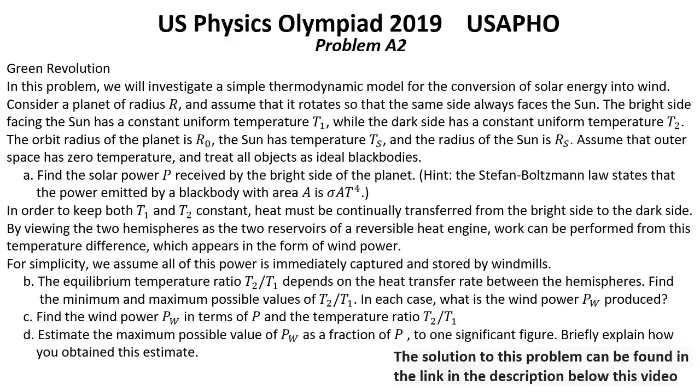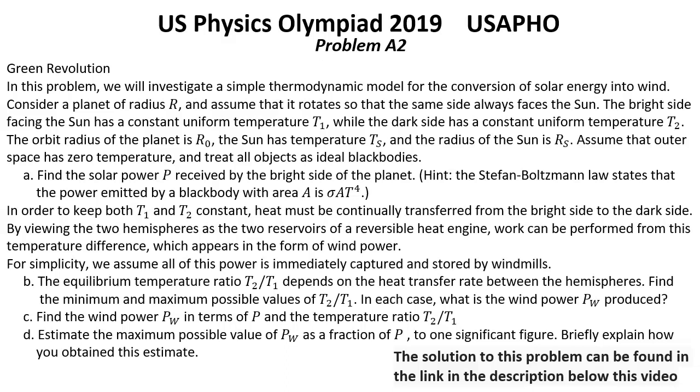Consider a planet of radius r and assume that it rotates so that the same side always faces the sun. The bright side facing the sun has a constant uniform temperature T1, while the dark side has a constant uniform temperature T2. The orbit radius of the planet is R0. The sun has temperature Ts, and the radius of the sun is Rs. Assume that outer space has zero temperature and treat all objects as ideal black bodies.